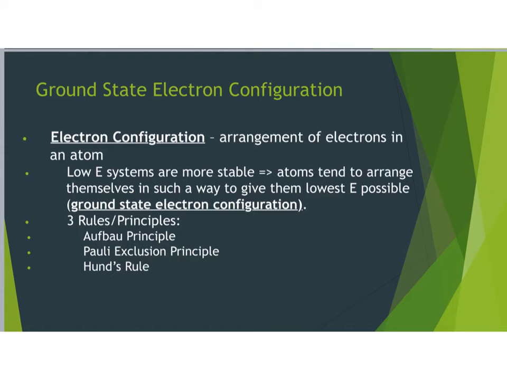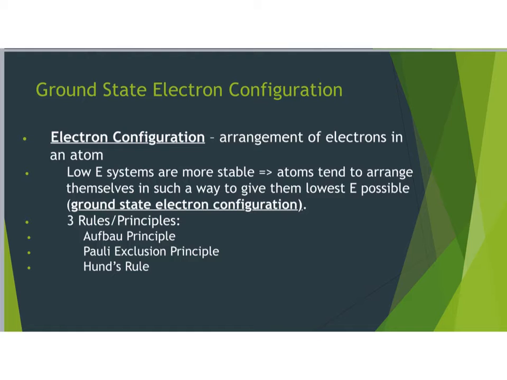When we have a low energy system, this produces a more stable system. In nature, atoms tend to arrange themselves in such a way that they are in the lowest energy level possible. And when they do that, this is what we call the ground state electron configuration. The lowest energy level possible is what every atom is trying to obtain.